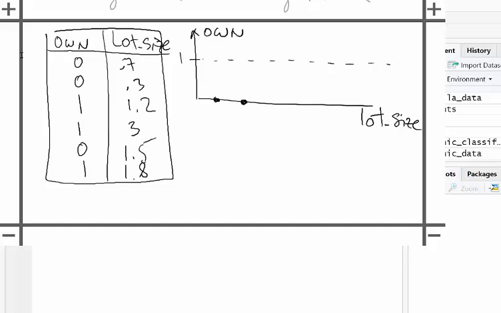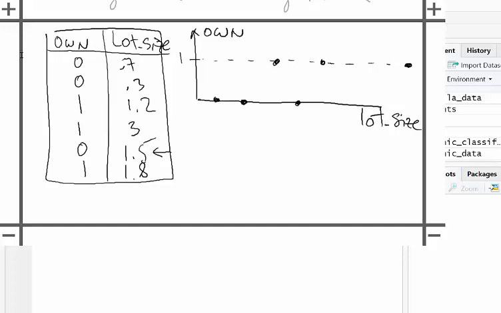Then there was a 1.5. He is somewhere around here. Oh, but he is actually an owner, right? No, sorry, 1.5 is also a non-owner. And then I have 1.2, which is an owner right here. And then 1.8, which is right here. And then a 3, which is somewhere here, right? So this is just a bunch of points that I have.